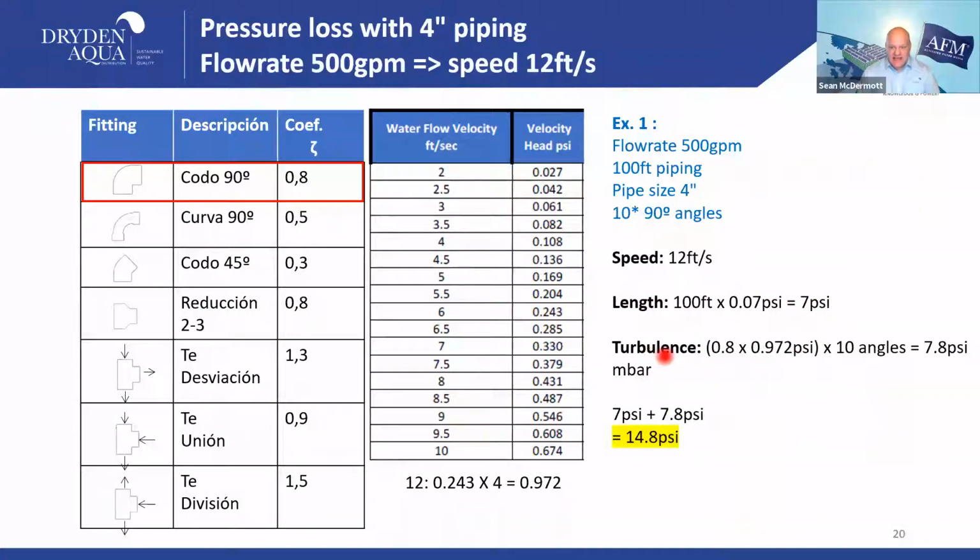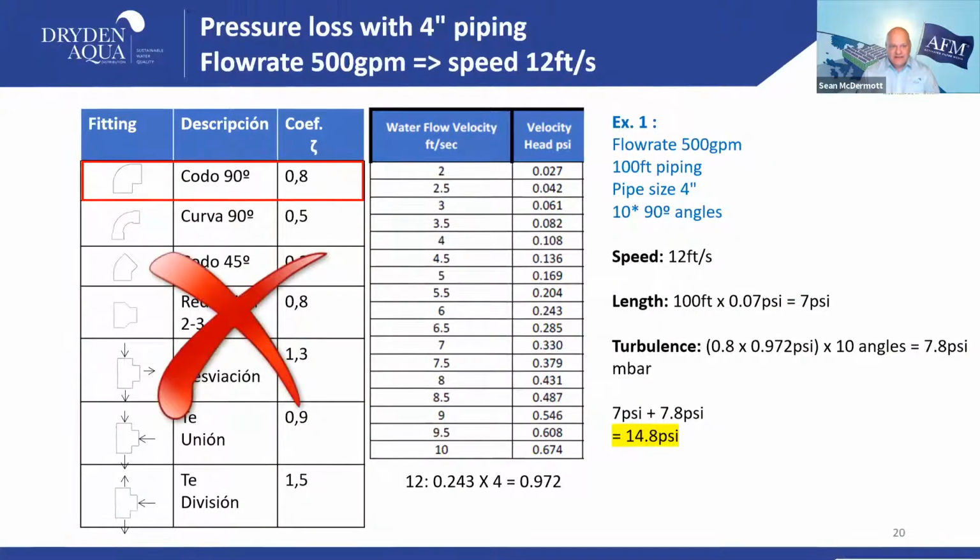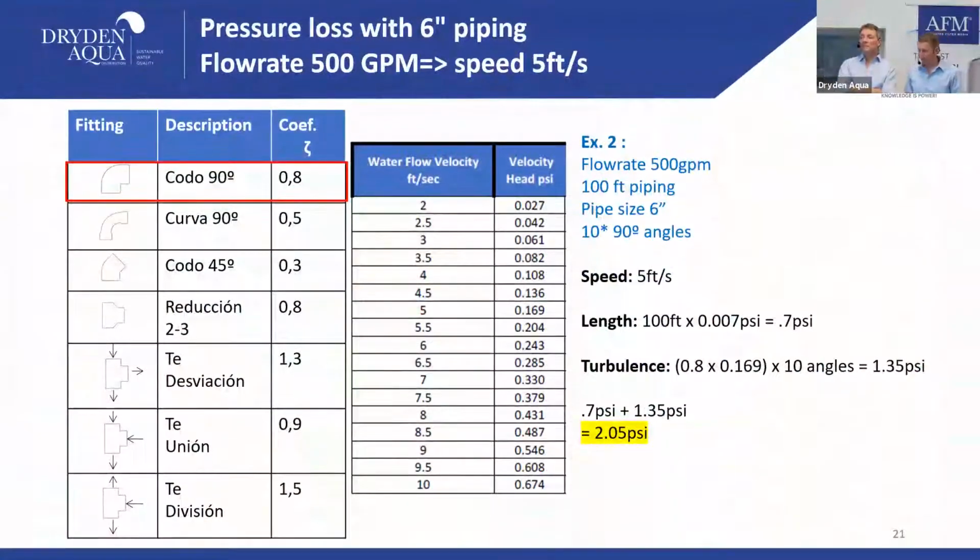And with the 10 angles, we have a 7.8 psi loss, giving us a total of 14.8 psi in pressure loss. That's a no-go. Yeah, this is not a good situation.